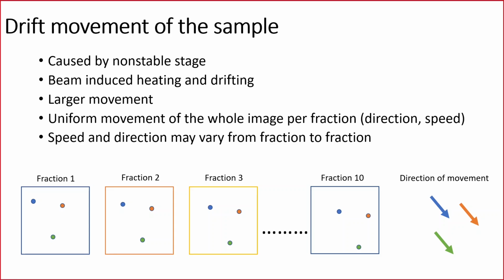We will cover the beam-induced movement with a different approach of alignment that you will see later. This drift movement is usually the largest movement of the specimen, and it's uniform, and it's usually directed in one direction. We can see that all our dots are moving toward one direction. Yet we know that this direction might vary slightly between the frames, so it may change slightly over the dose fractionation process.